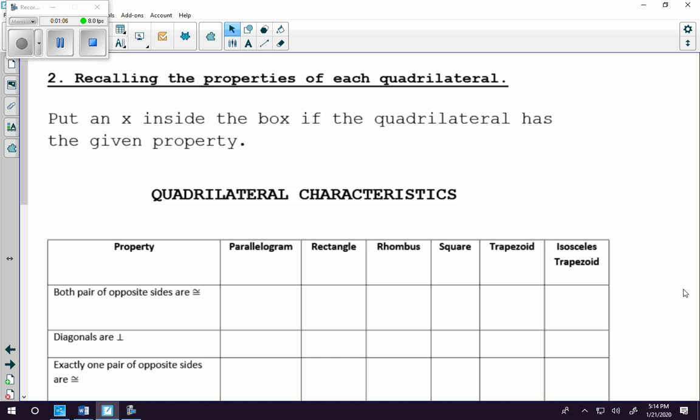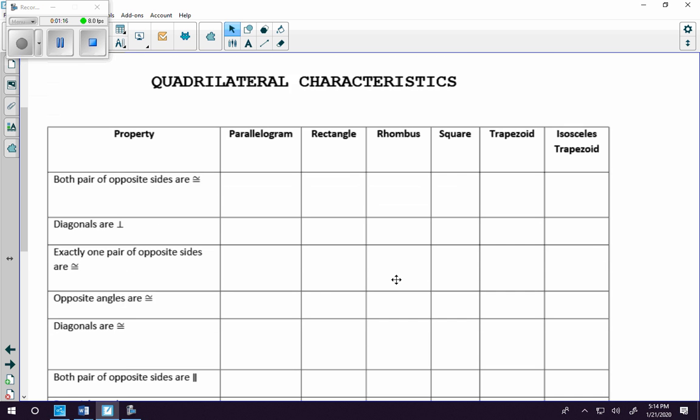I do want to spend some time recollecting these things. Okay, so let's put an X inside the box if the quadrilateral has the given property. As we go down, let's do parallelogram first. Let's read through the properties and put an X in the box if it holds true for a parallelogram.